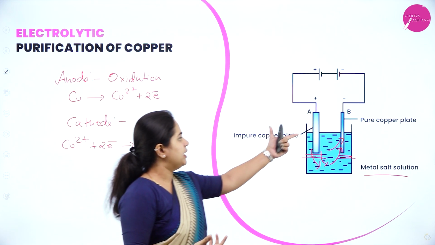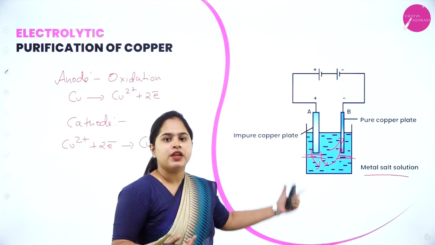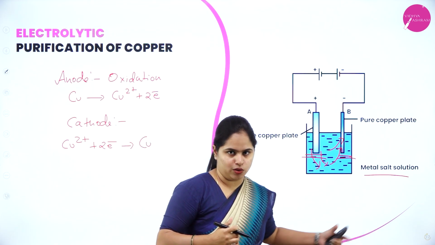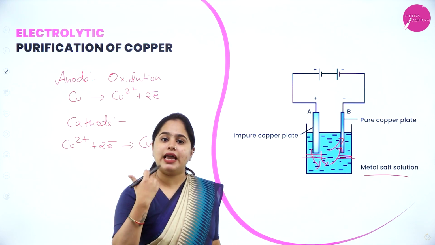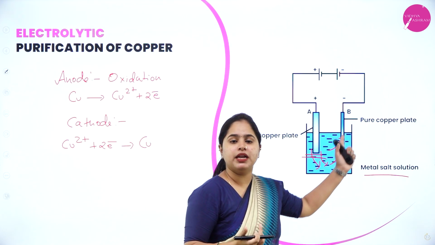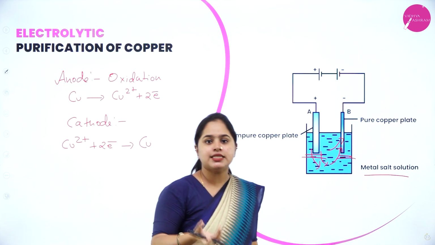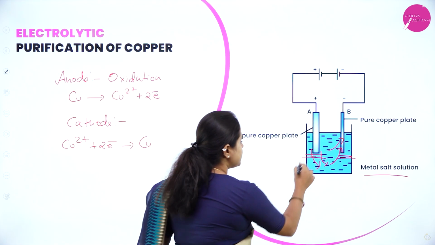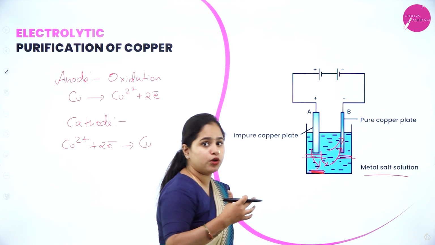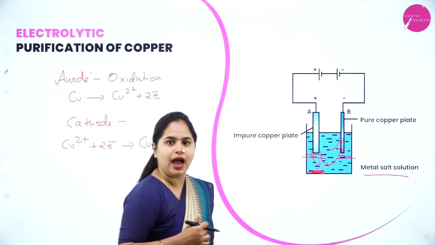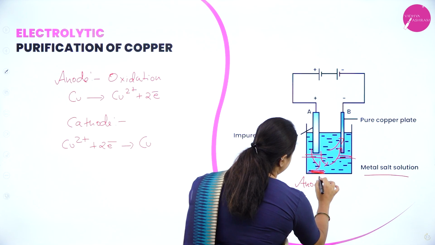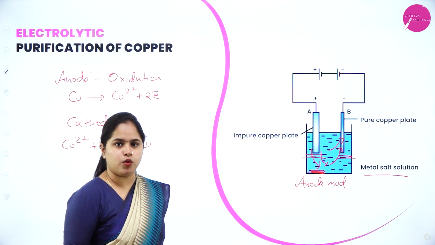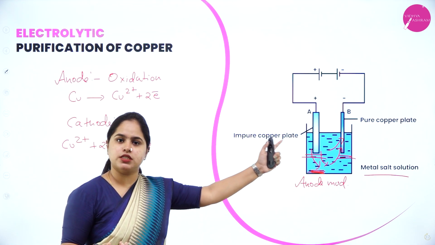Okay. So in the anode, we take the impure copper, and what happens? Oxidation takes place and it releases Cu2+ ions to the electrolyte solution, and that reacts with the electrons, and pure copper will be deposited at the cathode. And where will you be able to find the impurities which were there in the impure copper? They will be present below here. The impurities will be collected just below the anode, and that is called anode mud. So the impurities will be deposited below the anode, and the pure copper will be deposited towards the cathode.